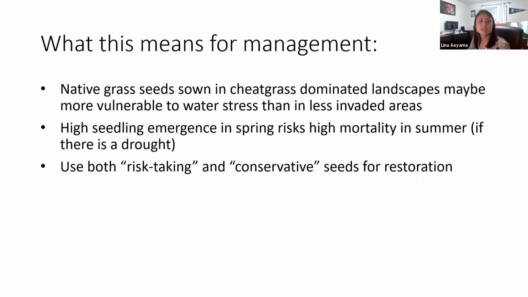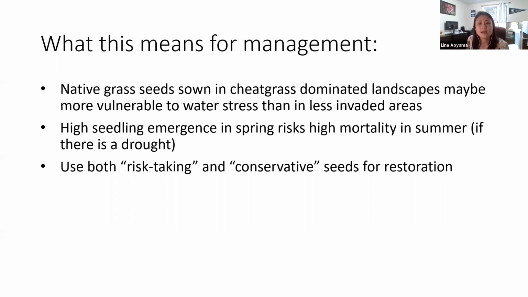What this means for management is that, one, native grass seeds sown in cheatgrass-dominated landscapes may be more vulnerable to water stress than in less invaded areas, which has huge implications for what traits we want to look out for when we select seeds for restoration.